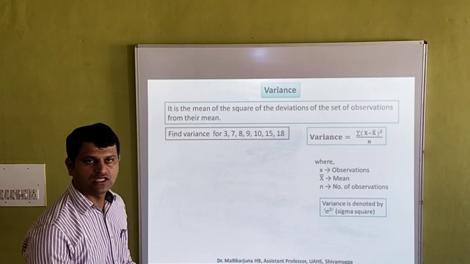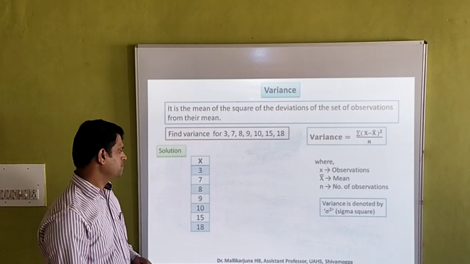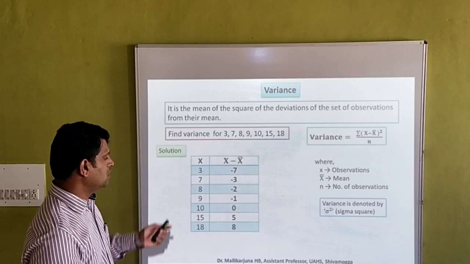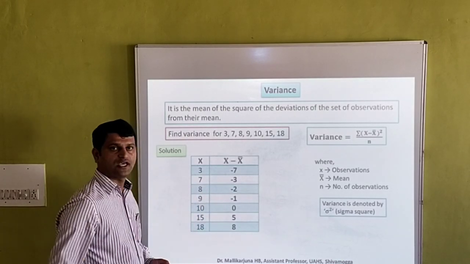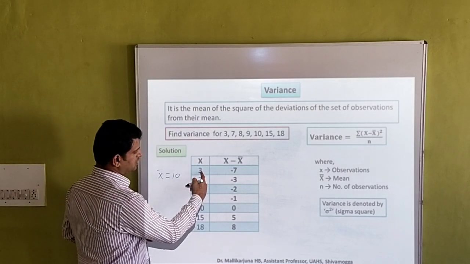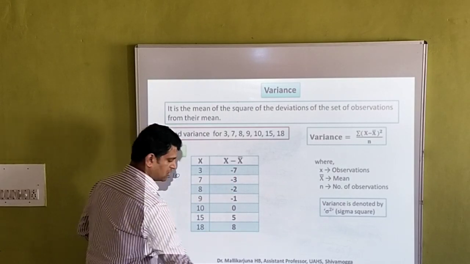Find the variance for this set of observations. I have taken the same set of data, already calculated in the previous slide. So same values, X minus X bar. After calculating, X bar is 10. Then 3 minus 10 is minus 7. 7 minus 10 is minus 3. In that way.